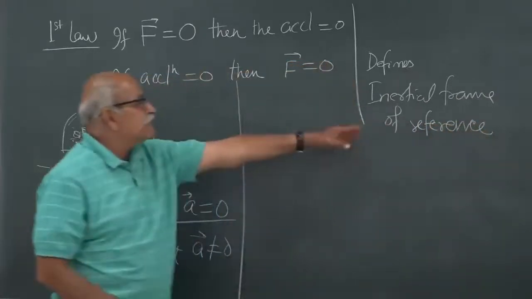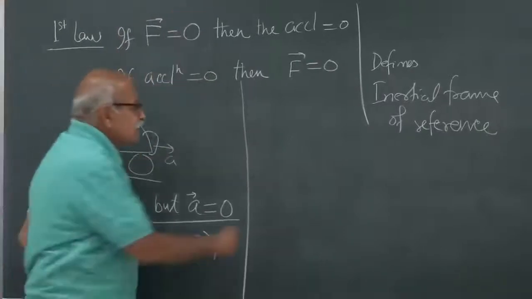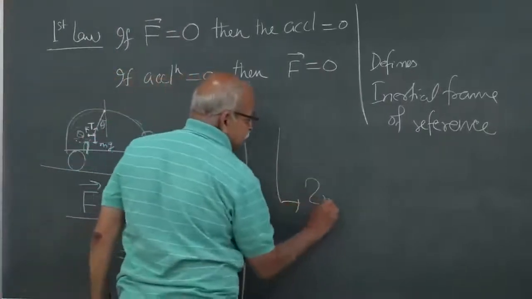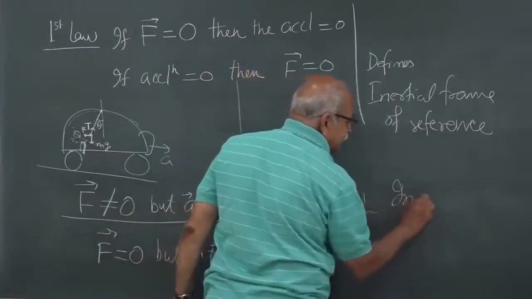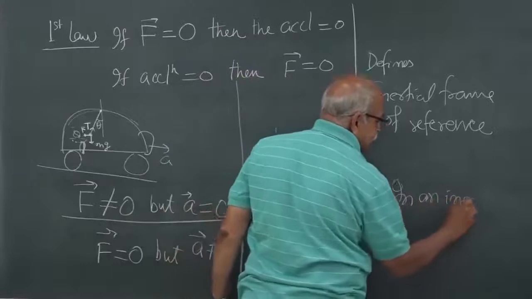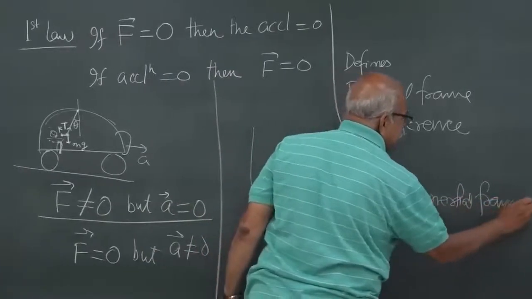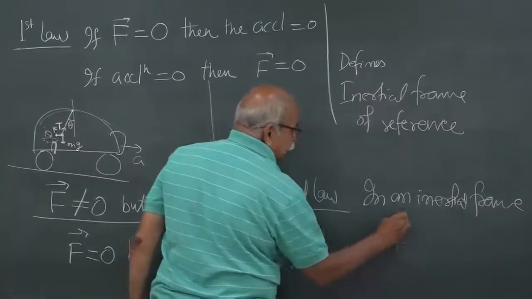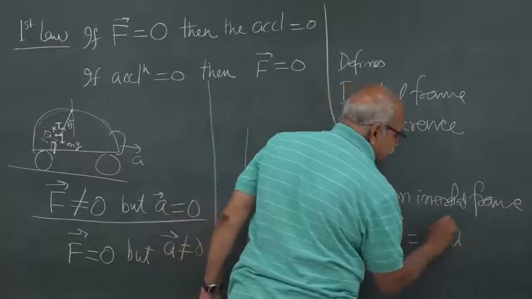And once the inertial frame of reference is defined from here, then we go to the second law. In an inertial frame, force on a particle, net force on a particle, is equal to mass of the particle times acceleration of the particle.